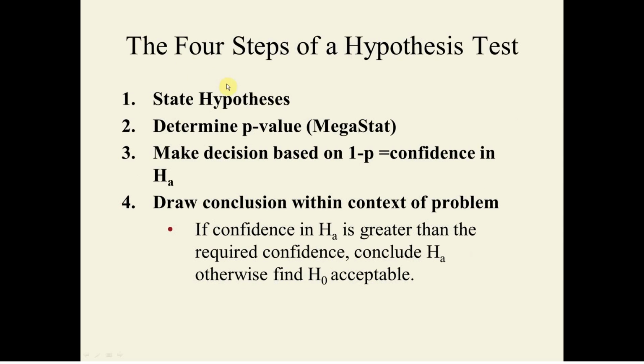So here are the 4 steps of a hypothesis test for you. First, state the hypothesis, write it down as H naught and HA, statistically speaking. Figure out what the p-value is using Megastat, using the appropriate hypothesis test. Then make your decision by saying, is that p-value smaller than the level of significance? If it is, reject H naught in favor of the alternative. If the p-value is larger than the required level of significance, then you cannot reject. Another way to say that is that 1 minus the p-value is the actual confidence that we have in the alternative, and if that's greater than 1 minus the level of significance, or the required confidence, then you can conclude the alternative. Otherwise, don't.